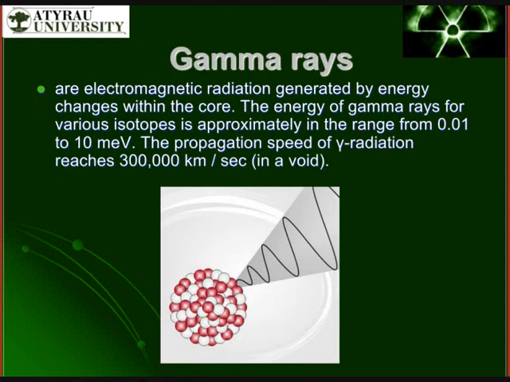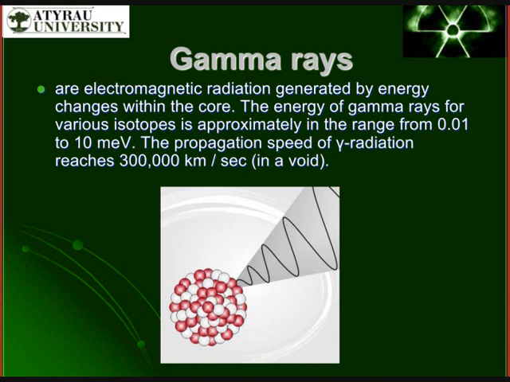Gamma rays are electromagnetic radiation generated by energetic changes within the nucleus. The energy of gamma rays for various isotopes is approximately in the range from 0.01 to 10 MeV. The propagation speed of gamma radiation reaches 300,000 kilometers per second.